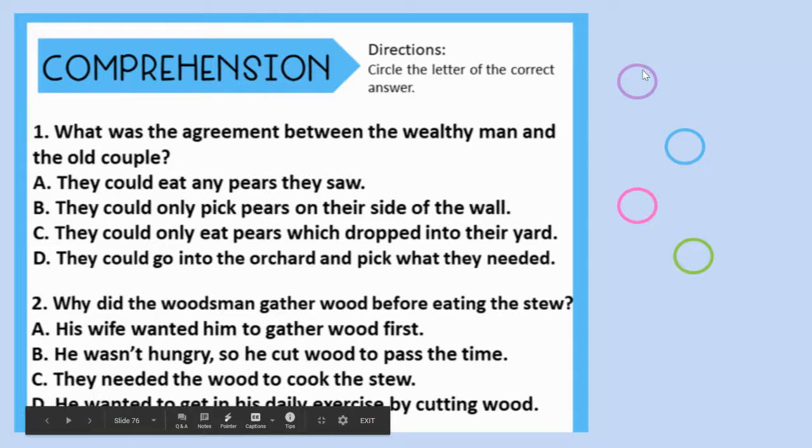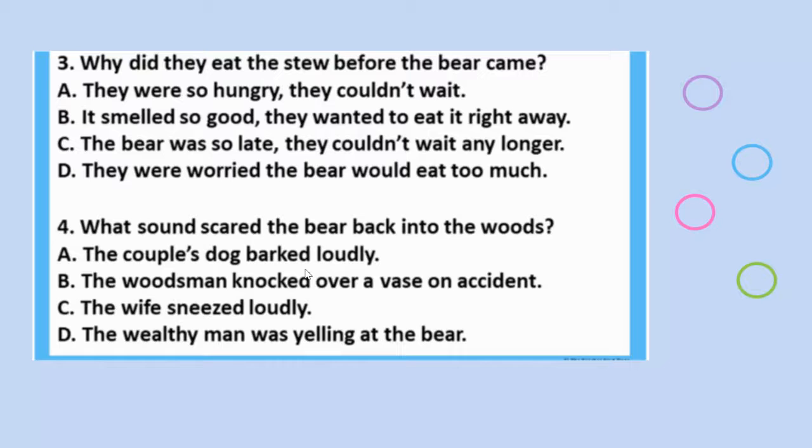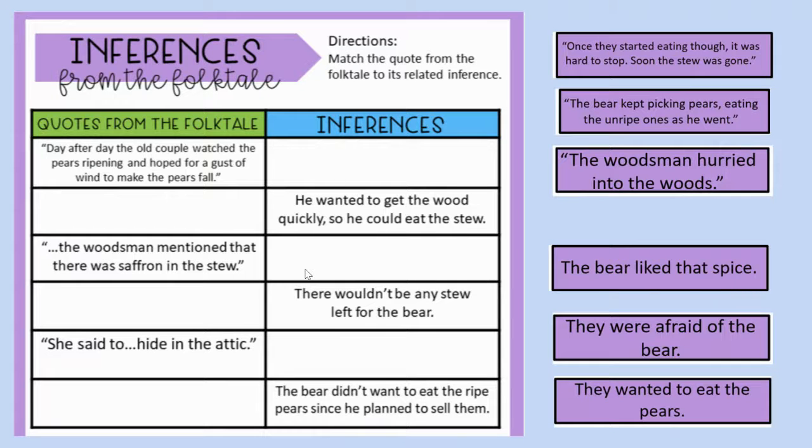You will drag these circles and put it over the letter of the correct answer. There's going to be more circles over here than what you'll use. You'll only use one circle per question. Then you're going to work on some inferences from the folktale.